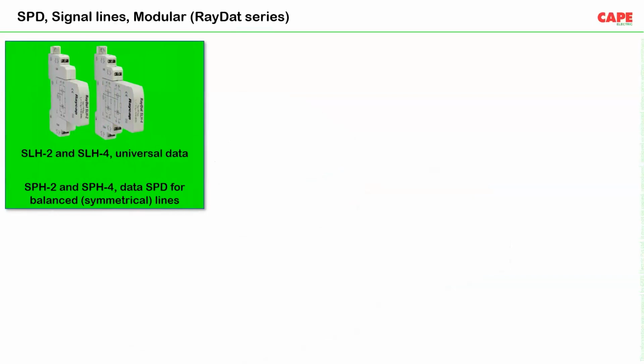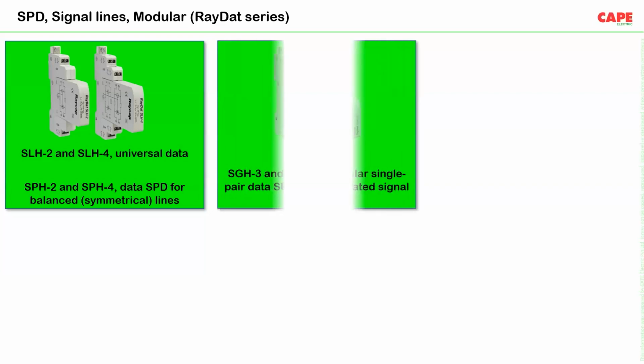So there are multiple SPDs available for the protection of communication lines. For example, Red Hat SLH2 and SLH4. It's like a universal data SPD which can protect almost all kinds of lines. In this kind of SPD, there are two particular models available, a single pair and a 2-pair, like a 2-wire communication system and a 4-wire communication system. Now, similarly, if the lines are symmetrical or balanced, we have another model called Red Hat SPH2 and Red Hat SPH4.